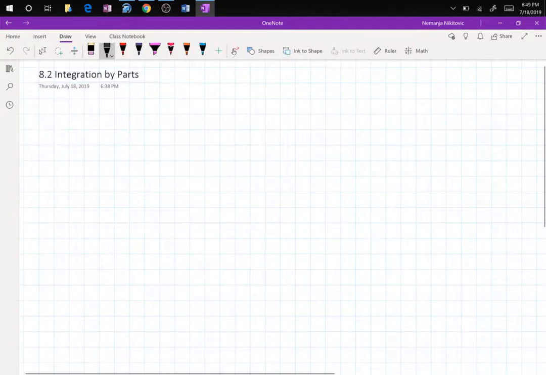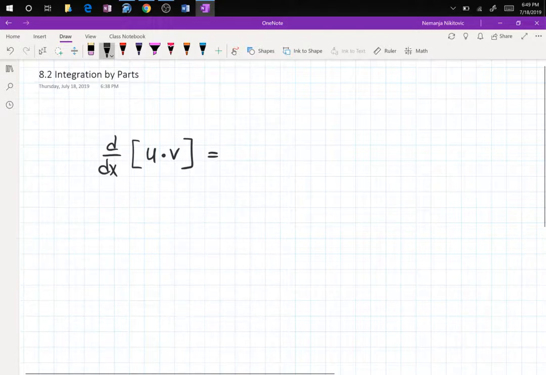In Calculus 1, you learned that the derivative of u times v, that's two functions, is equal to u times dv/dx plus v times du/dx. This is something you guys learned in Calc 1.